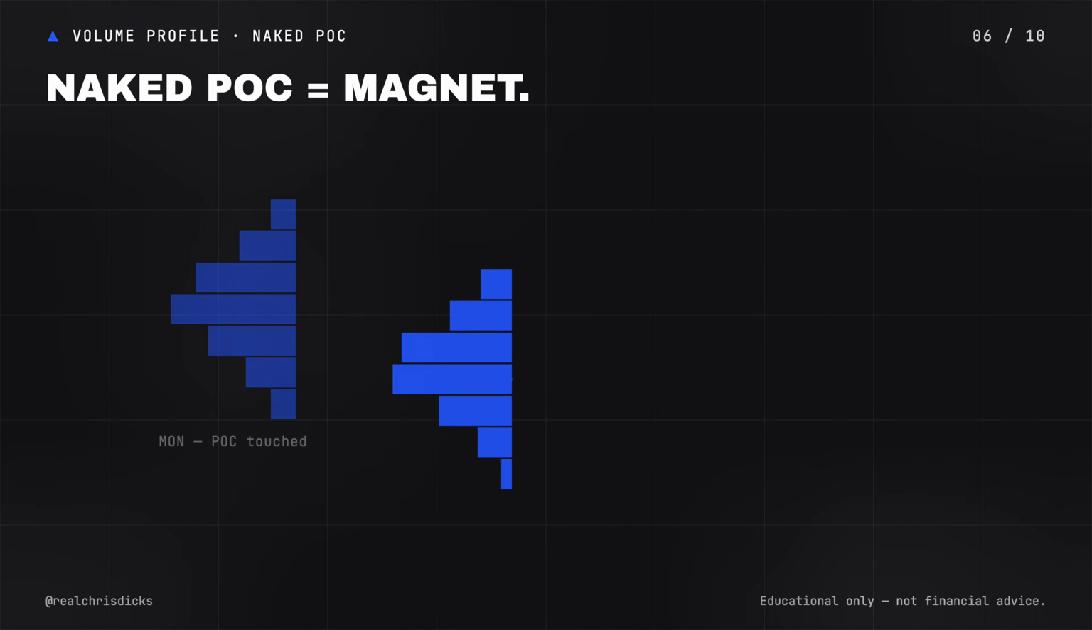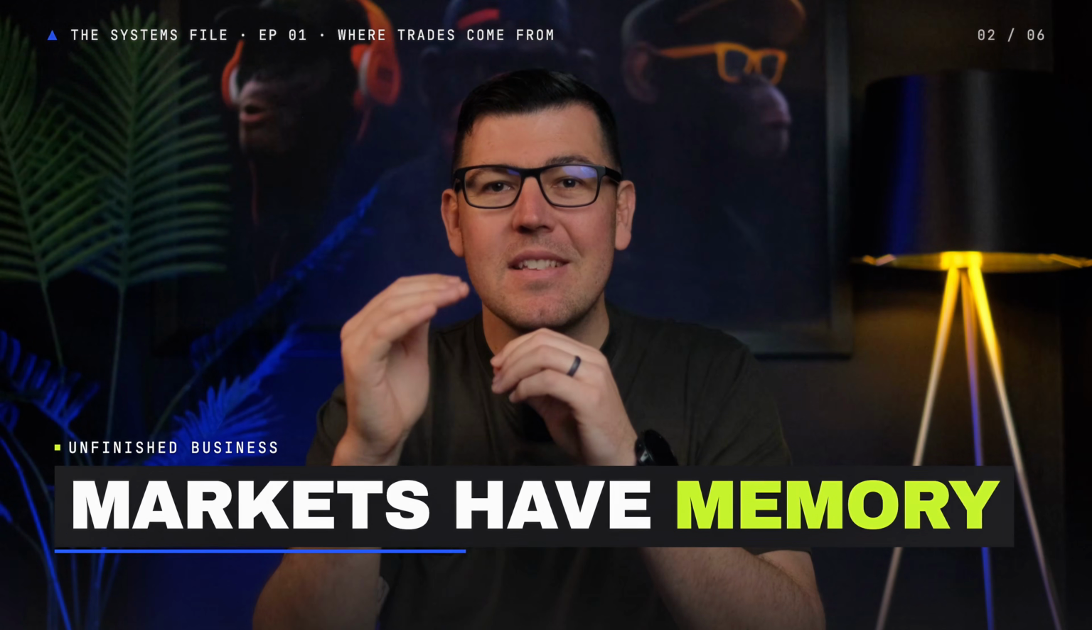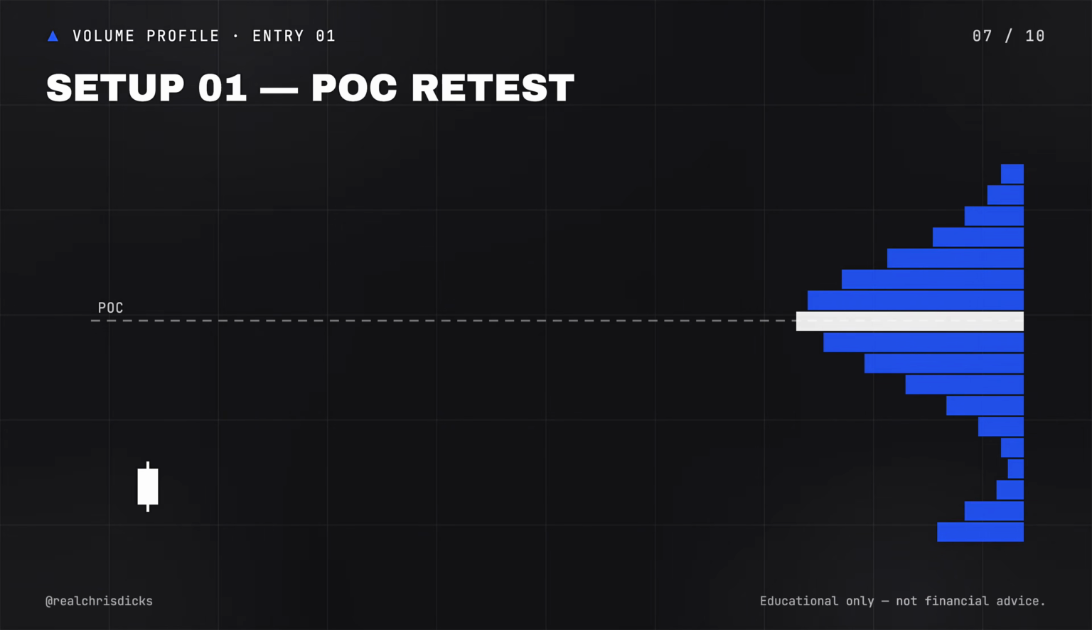One more magnet, the naked POC. A POC from a previous day that price never came back to touch. Markets have memory, unfinished business at that level. They get revisited. Not always the same day, but they get revisited. Mark every naked POC on your chart. Those are targets.